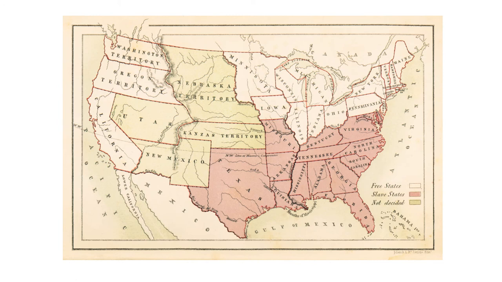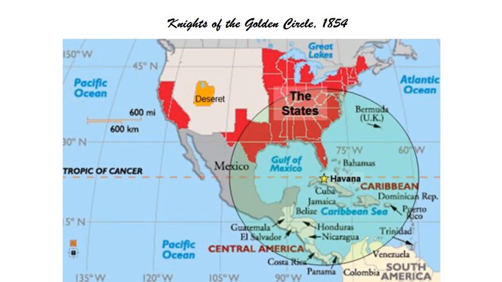Well, those are the same reasons that the Knights of the Golden Circle was formed. It was a secret society. In some ways, it was sort of like a forerunner of the Ku Klux Klan, a little more than a decade ahead of time, established in 1854, and their purpose was to seize new lands in the Golden Circle.